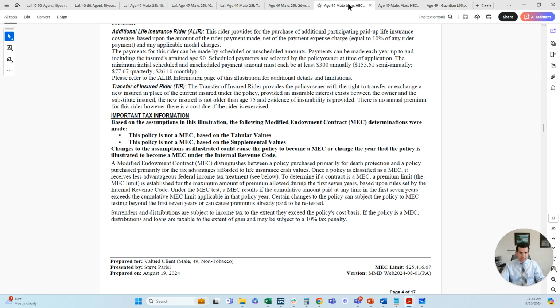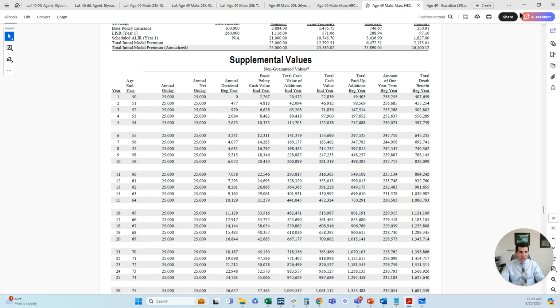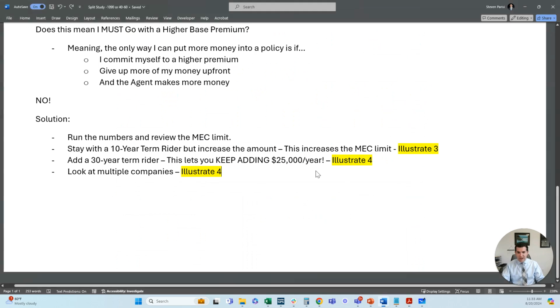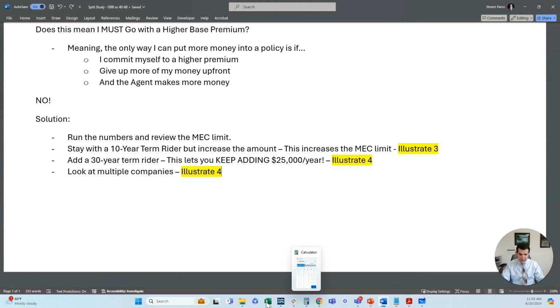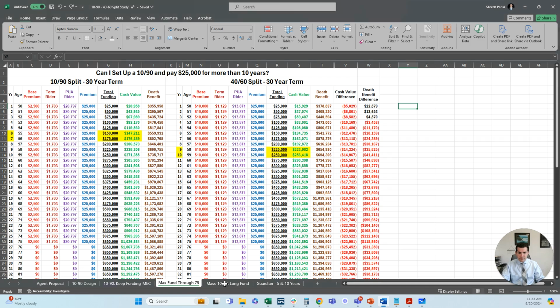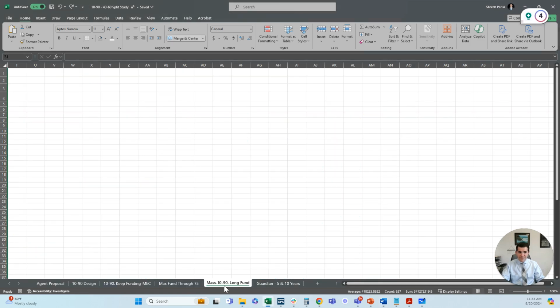Anyway, that's one illustration. We've got another one here, which is the same thing, but I'm just going to show you this one on Excel because it's more fun. All right, so here's what we got. Next tab. Ready?